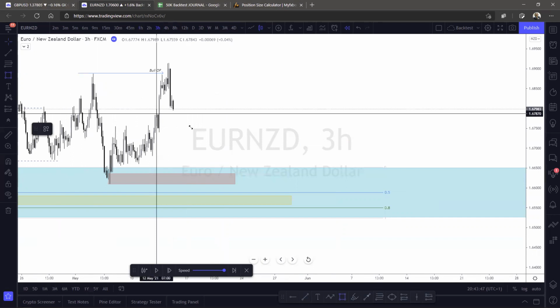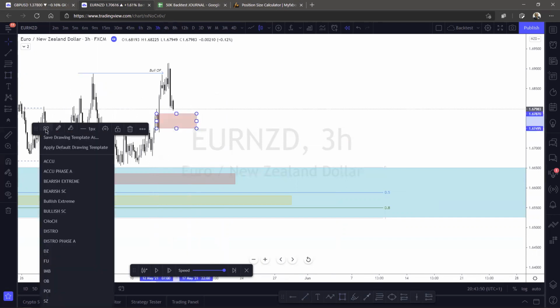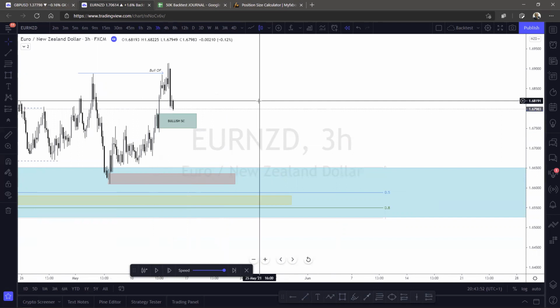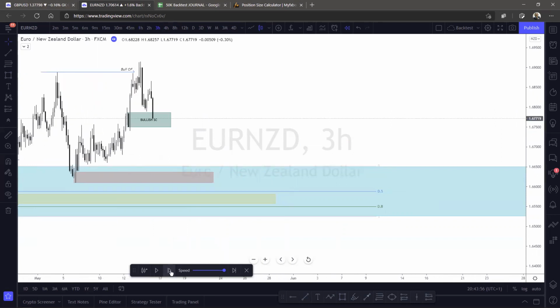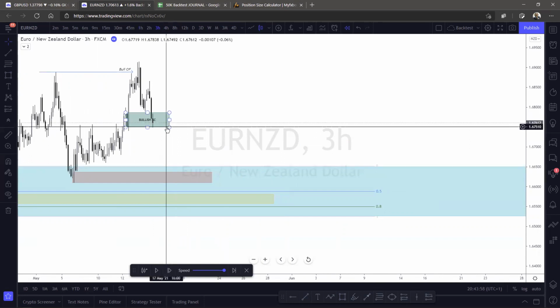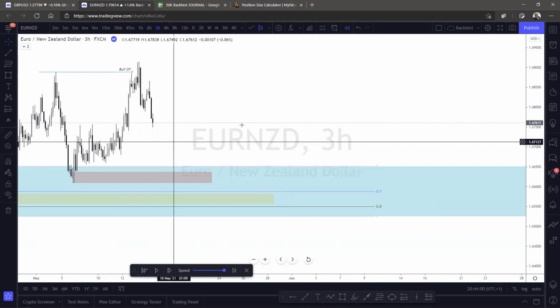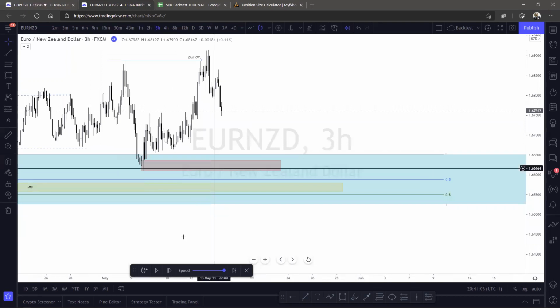That's the SC. Okay, all right, let's see. So price tapped into SC, spent no time, traded right through it. That's okay. Again, we're waiting for this entry over here.